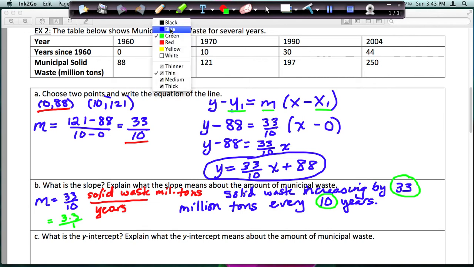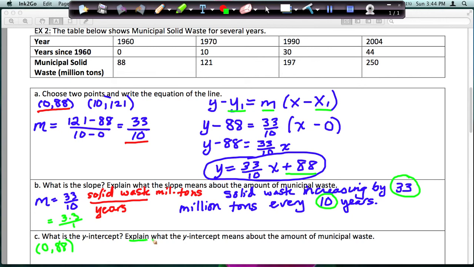Okay, and then C says, what is the y-intercept? So remember the y-intercept, if I come over to my equation, it was that number that was by itself. So it was our 88, a positive 88. So our y-intercept is the point x is 0 and y is 88, because the y-intercept is a point. And it says explain what the y-intercept means.